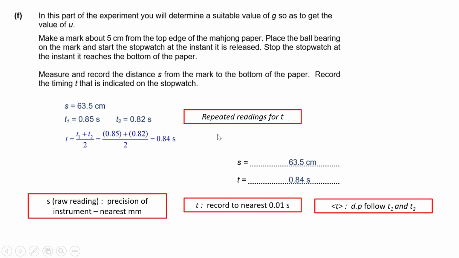But in the end, because you went to take 7 readings, you may end up not finishing the paper. Alright, so the minimum is 2. I'm going to keep to two values. Again, recording, all raw readings should be recorded. S is measured with a ruler, so it should be recorded to the nearest millimeter. T is recorded with the stopwatch. My smallest division of the stopwatch is 0.01 seconds. I'm going to record the value as displayed in the stopwatch here.